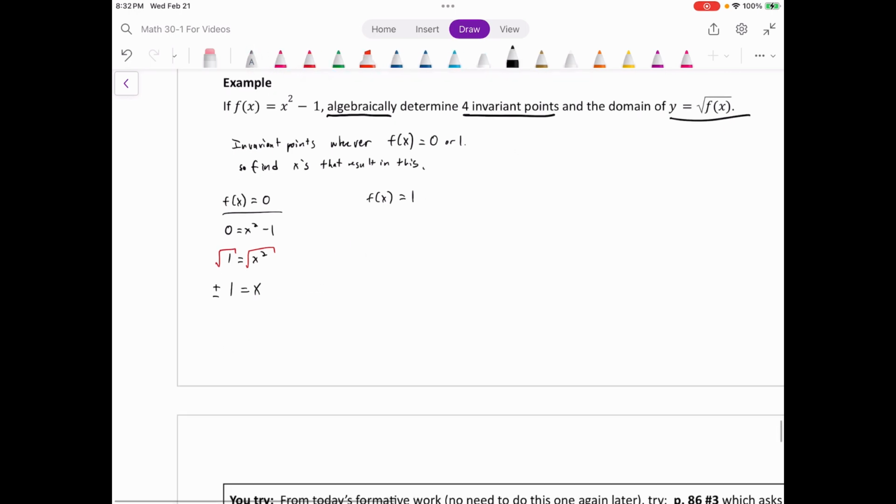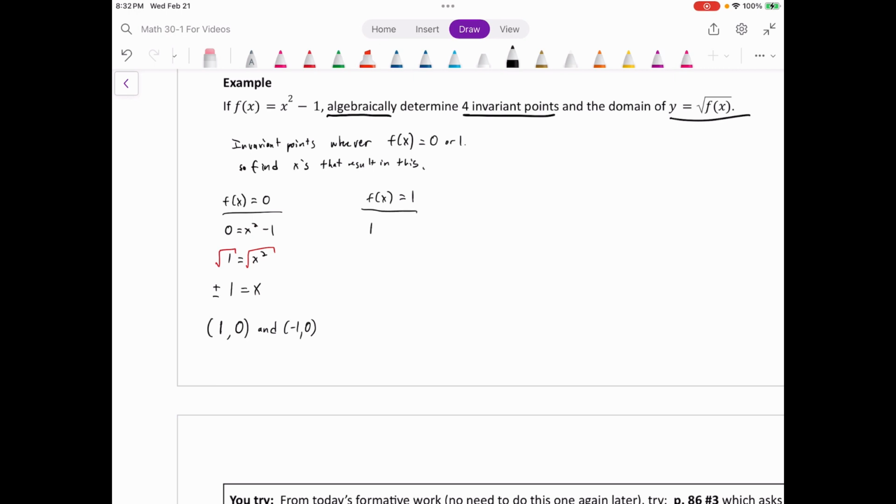So our invariant points are 1, 0, and negative 1, 0. When x is negative 1, negative 1 squared is 1, 1 minus 1 is 0. So taking the square root of that, it's still going to be at the point negative 1, 0. Same logic goes for 1, 0. 1 squared is 1, 1 minus 1 is 0. Take the square root of that y value being 0, and you're still at x of 1, y of 0. So there's 2 down, 2 to go.